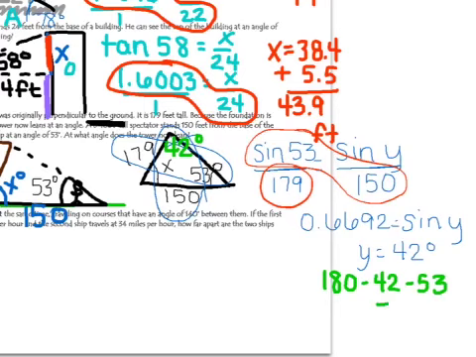And I believe that comes out to be 85 degrees. So this angle down here that this is making with the ground is 85. And that seems reasonable because 90 degrees would be standing up straight. So 85 degrees is leaning by about 5 degrees. And I think that does make sense.